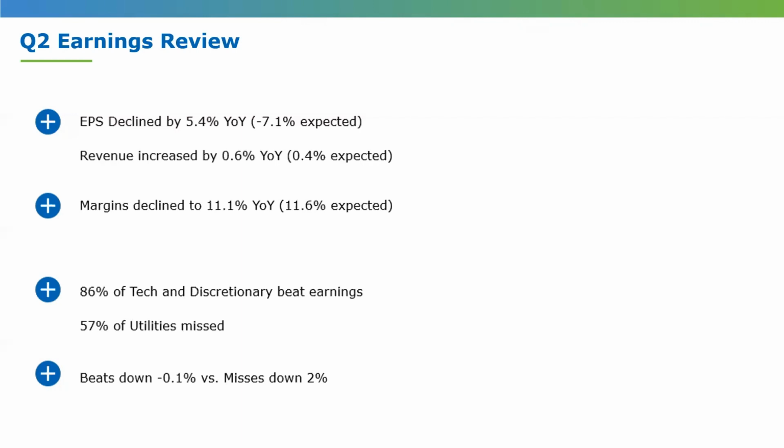However, the analyst expectations were a bit less optimistic. So there was a broad-based decline averaging 5.4% for EPS year on year, but it still performed better than the 7.1% decline that was expected by analysts. So slightly better in terms of EPS, but all in all, it's still an EPS contraction compared to Q2 2022.